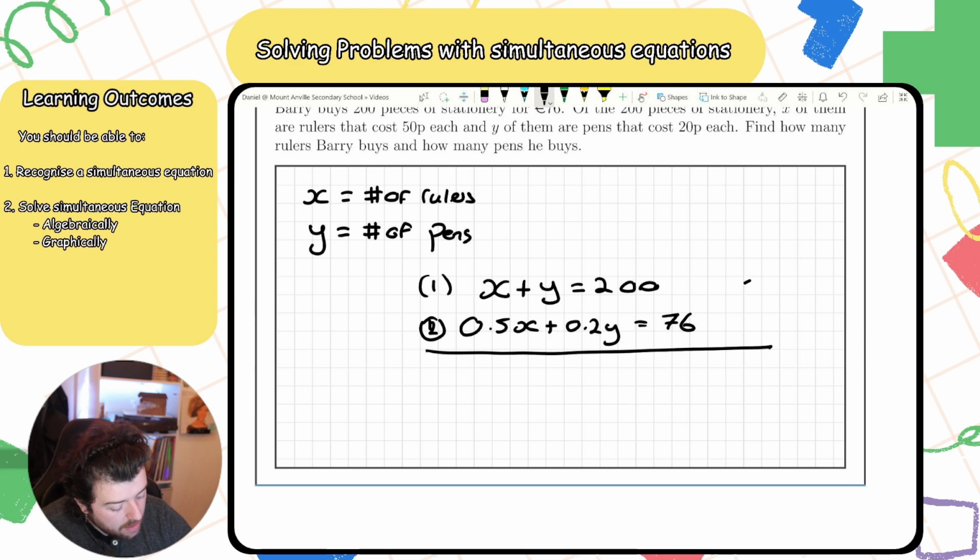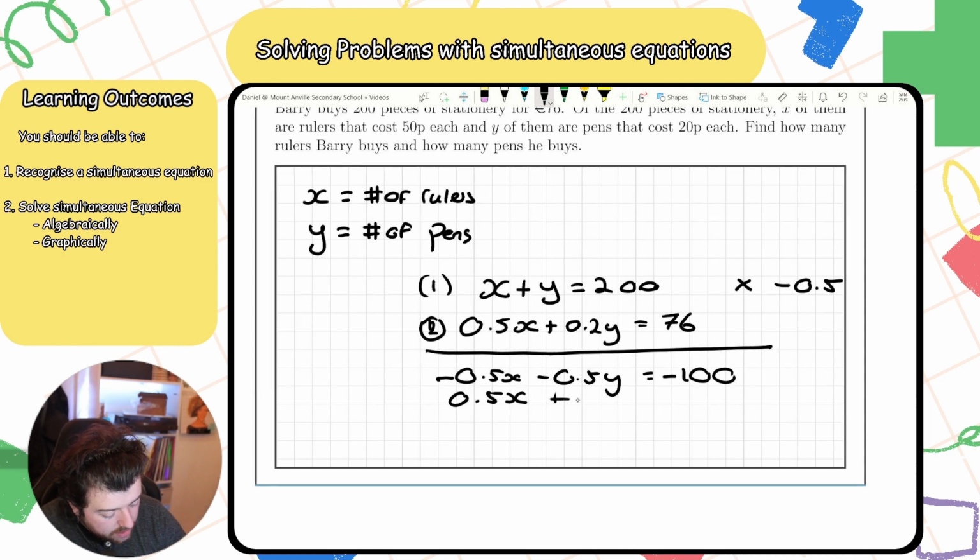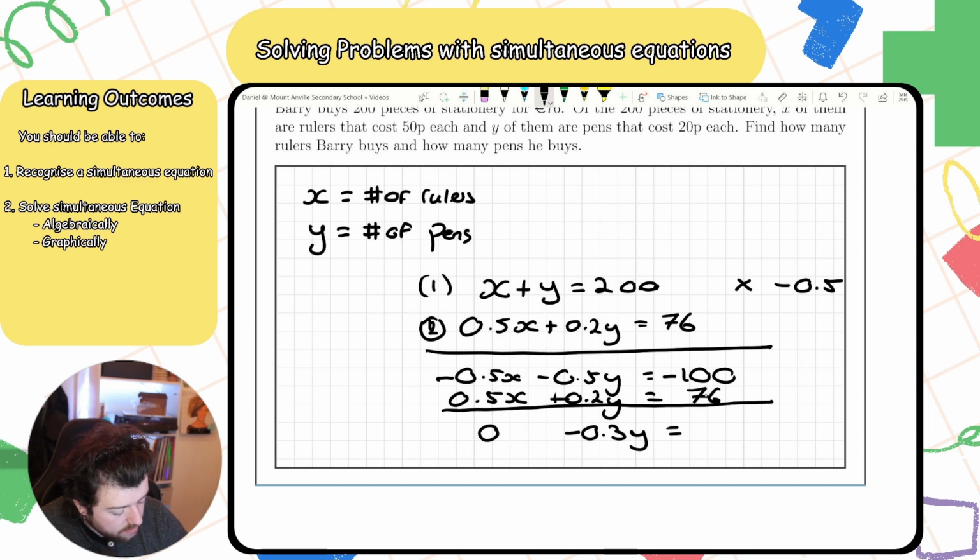I'm going to multiply my top line here by minus 0.5. I'm going to cancel out my x. So I'm going to have minus 0.5x minus 0.5y equals 200 times minus 0.5, which gives me minus 100. And the bottom line, I have 0.5x plus 0.2y equals 76. That's going to be 0 minus 0.3y is equal to minus 24.